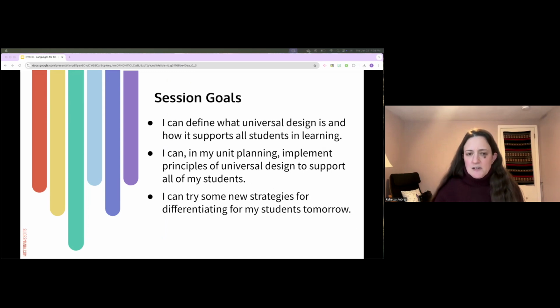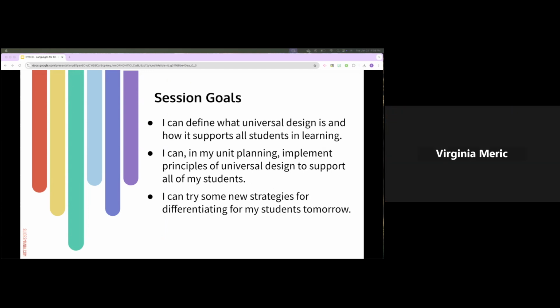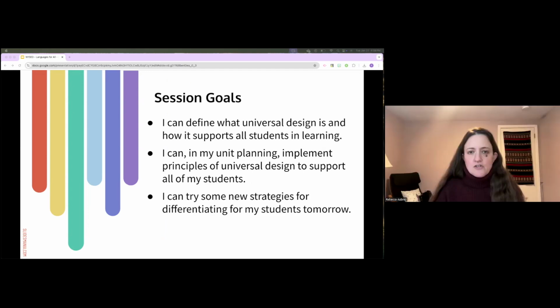So, as the title implies, we will very briefly talk about what universal design is. It's unfortunate we don't have time to really dive very deeply into it, but we'll talk about some of the fundamental pieces of it. Secondly, we're going to look at universal design from the bigger planning perspective. You're sitting down, beginning to plan a unit, what you might want to consider from the very beginning, because that's really what universal design is about, is how from the very beginning of the planning process, you can consider all of the varied needs of your students.